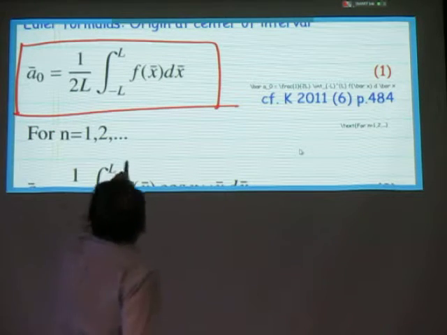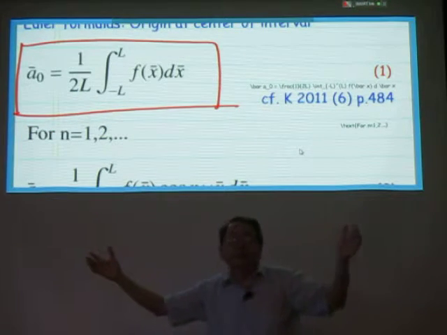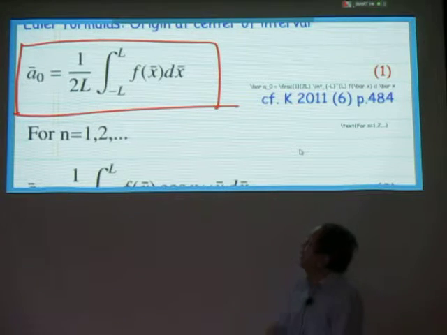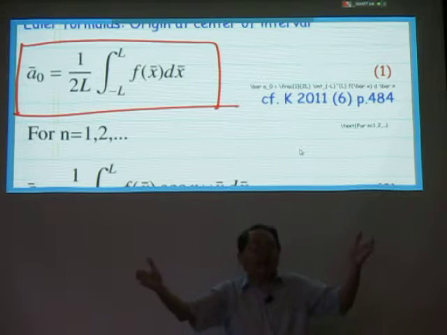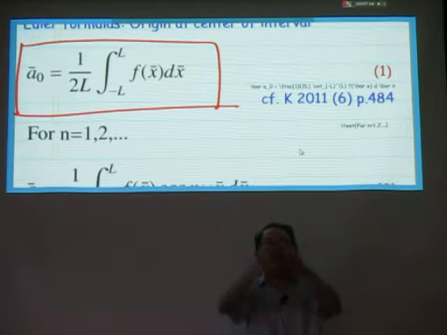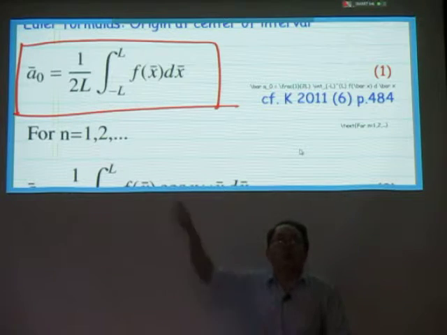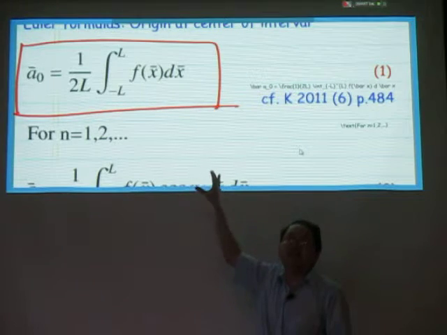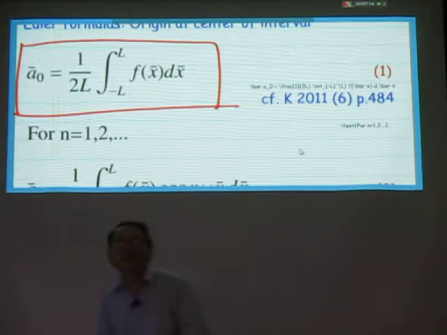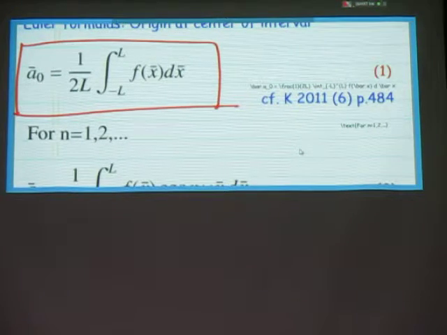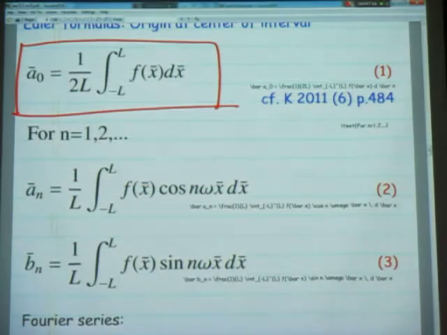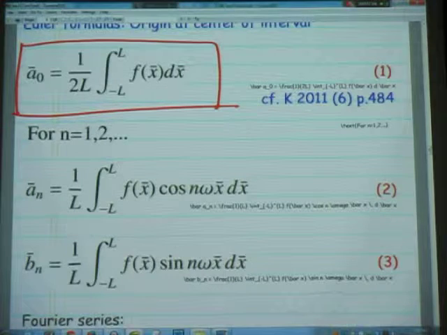If you integrate a function over the interval from minus L to L, that's one period, right? And you divide by the length of that interval. What would be the physical significance of this formula? If you integrate a function, maybe a picture is worth 1,000 words.